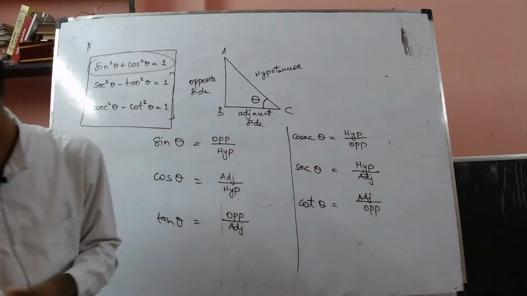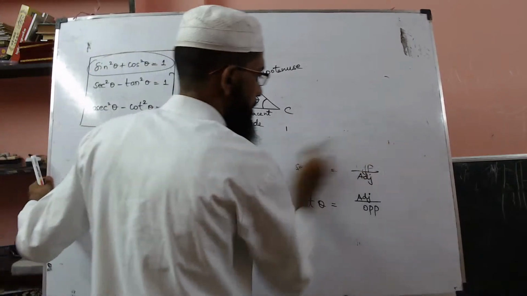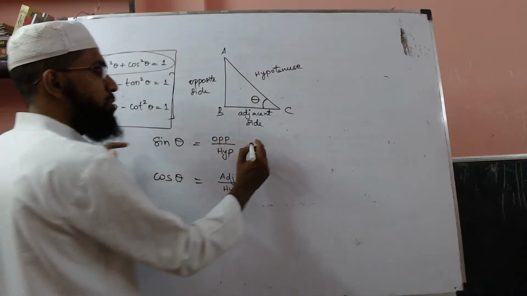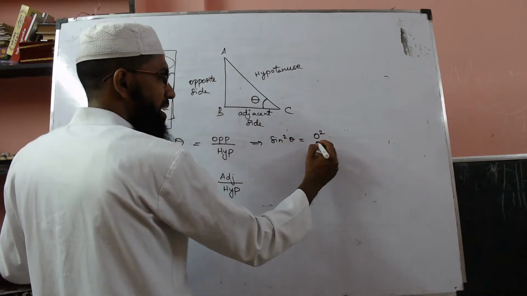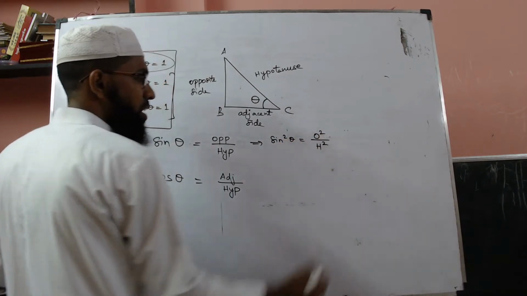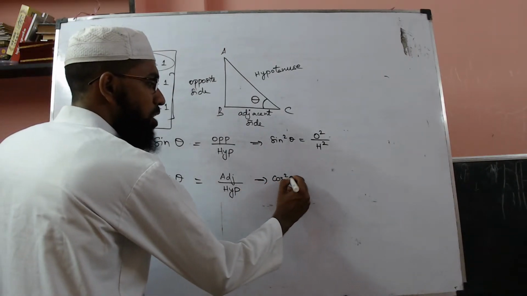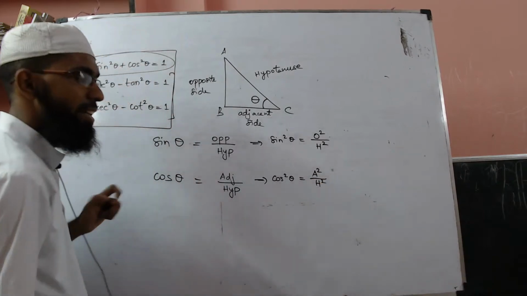So what will be my sine square theta? Sine square theta will be opposite square by hypotenuse square, O square by H square. What will be cos square theta? Cos square theta will be A square by H square.